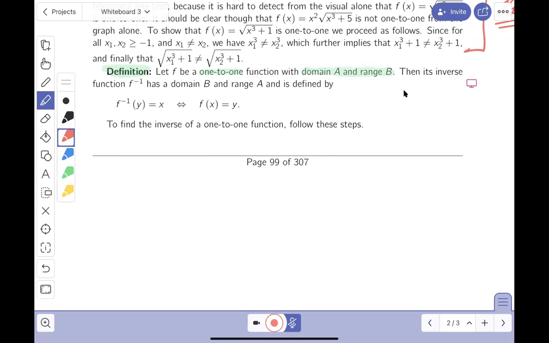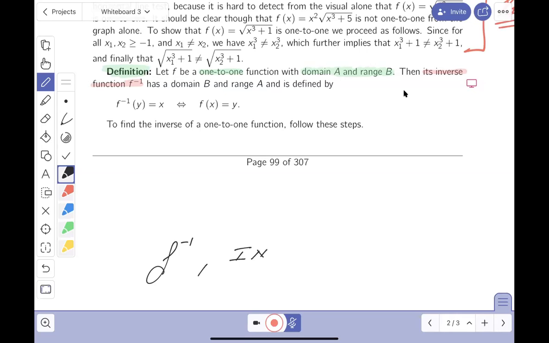Then it goes on to say it has an inverse. Its inverse is denoted by this thing over here. Now, unfortunately for a lot of students, they read that and see this f minus 1 and they think this means reciprocal. This has nothing to do with reciprocal. This has to do with an inverse. This is read as the inverse of f. All right. And again, we'll go to examples.